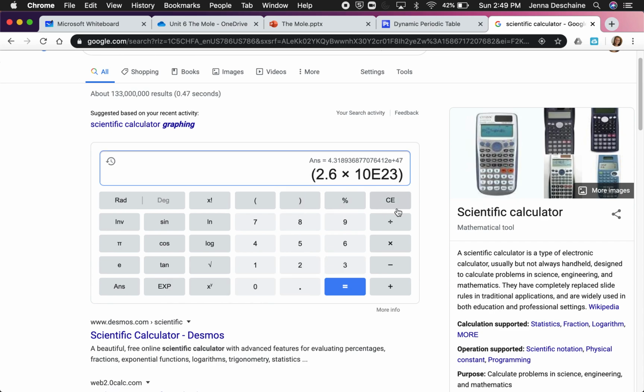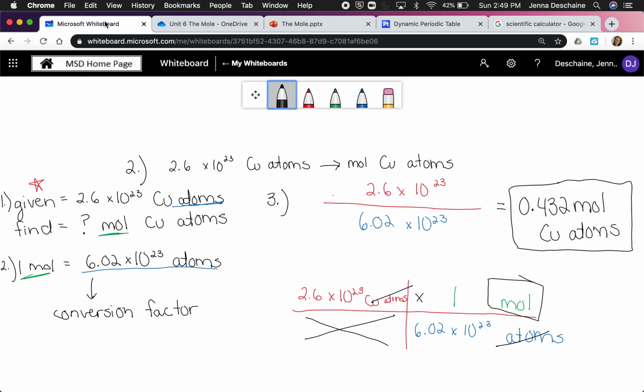To the 23rd divided by 6.02 times 10 to the 23rd. Yes, finally, I got the same answer, around 0.432. So even though I didn't include the exponents in my calculation, I still got the same answer, because they cancel each other out. Hopefully that didn't confuse you too much.